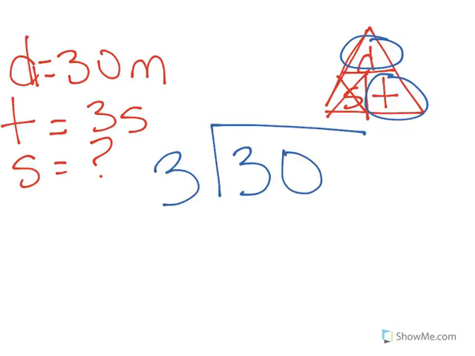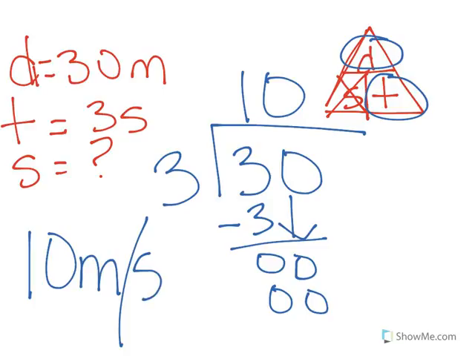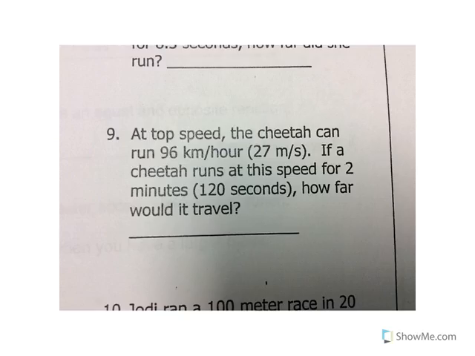This should be one of those facts that you know automatically. You know that 3 into 3 is 1 time. 1 times 3 is 3. 0. Bring down this 0. You're going to subtract them. 3 into 0, 0 times 3 is 0. So I'm left with 10, and I have to put a unit. Speed is distance over time. My unit of distance is in meters. My unit of time is seconds. So we should have come up with 10 meters per second.